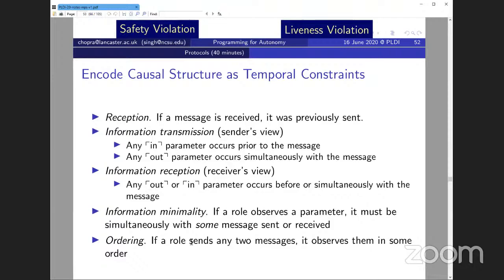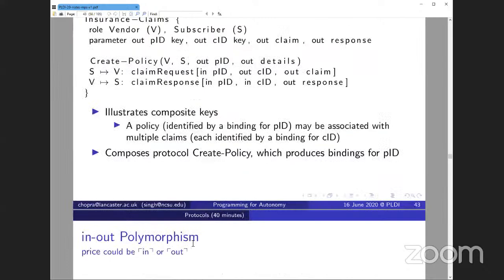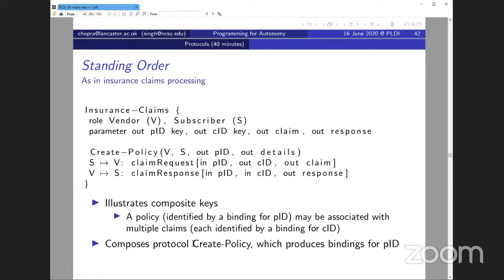In the interest of time, I'm not going to dwell on that very much. Let me now go back a couple of slides to describe some additional expressiveness of the language. Because we're talking about tables, it's possible for us to rely on databases to structure our computation. So for example, in the previous examples the key was a single item. But it's possible to have a composite key that comprises two or more parameters. So in this case, we have a role vendor and a role subscriber, but the key is now a composite of the policy ID and the claim ID.